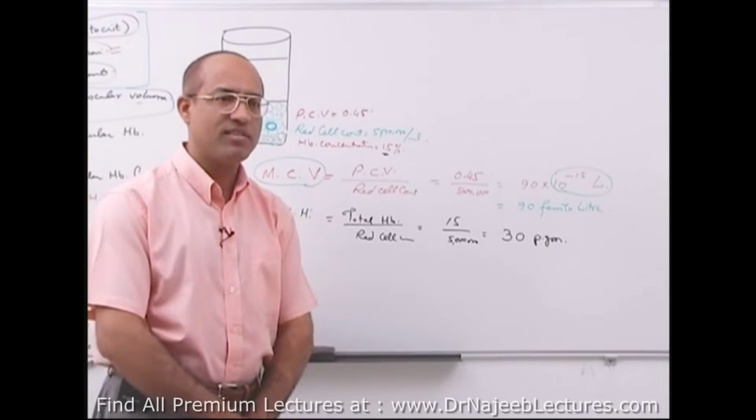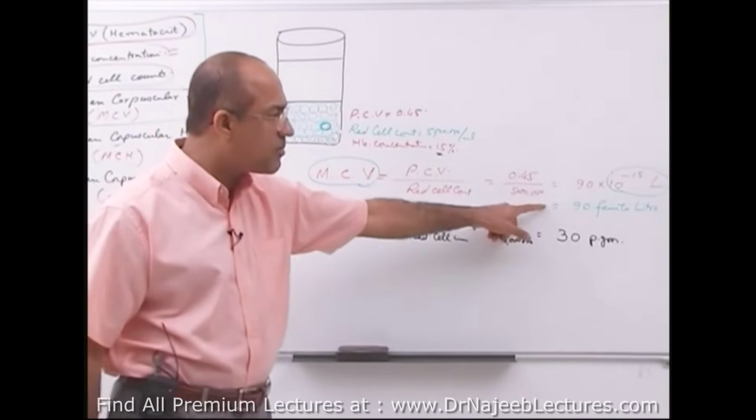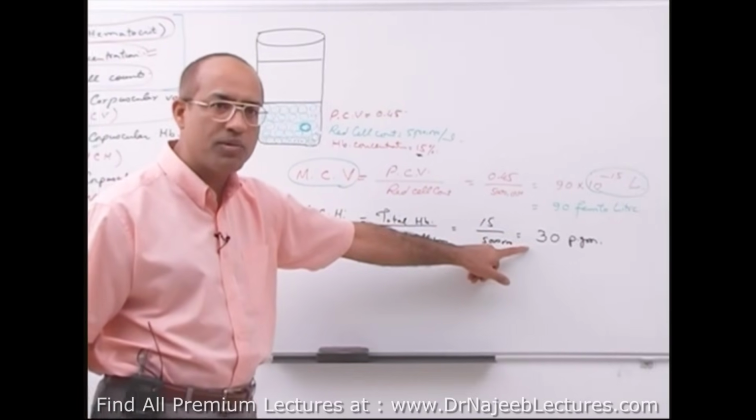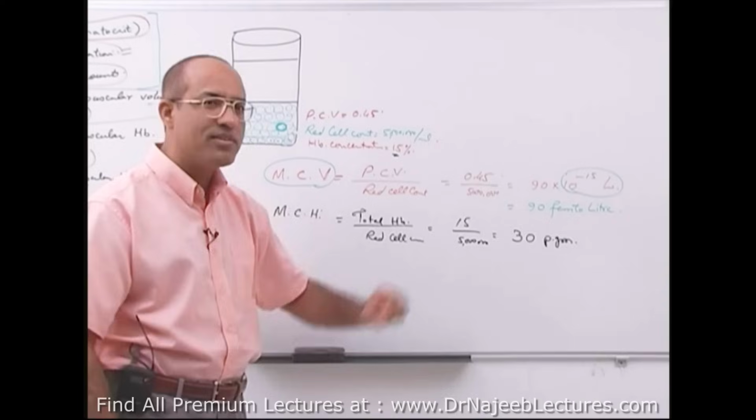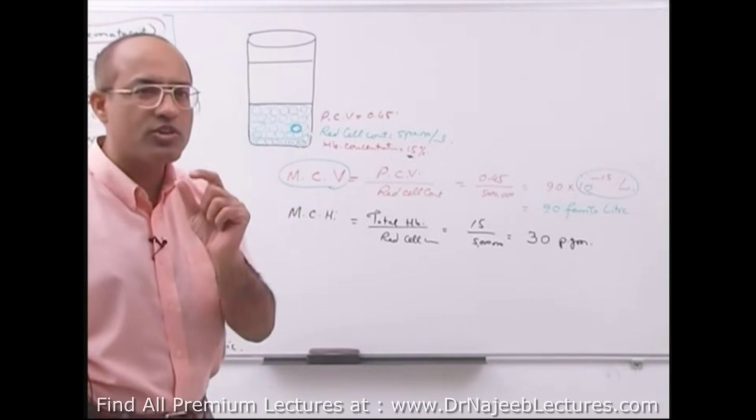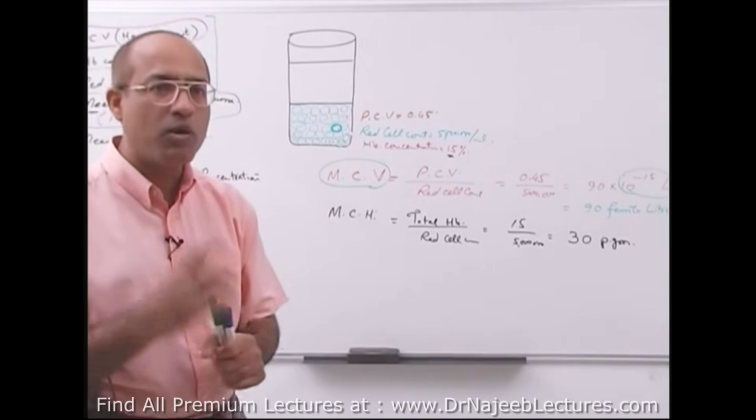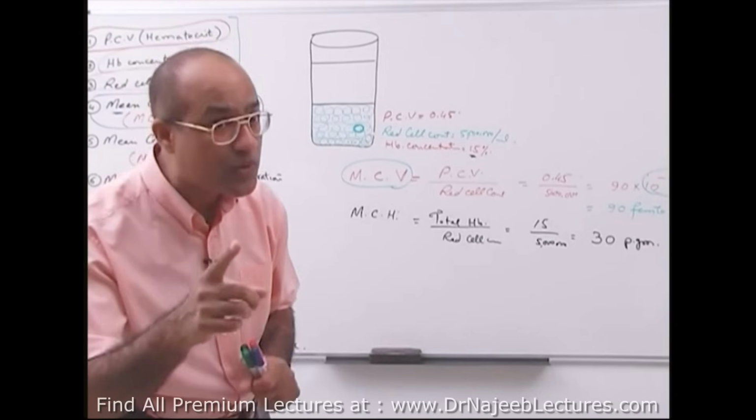Now someone says, okay, this is the volume of RBC, this is the hemoglobin present in each RBC. He says, can you derive the hemoglobin concentration per RBC? Now, the amount of hemoglobin per RBC is different.